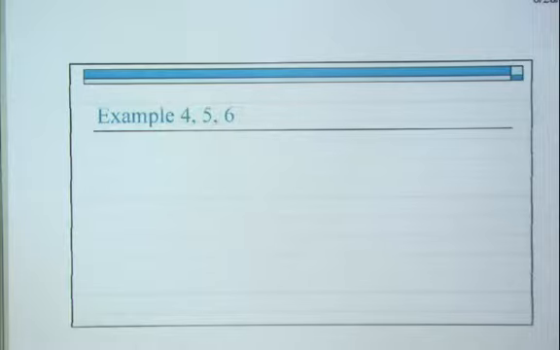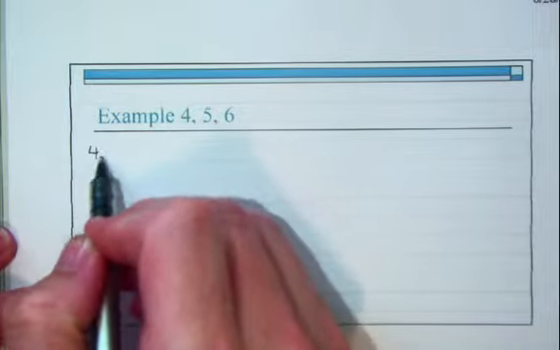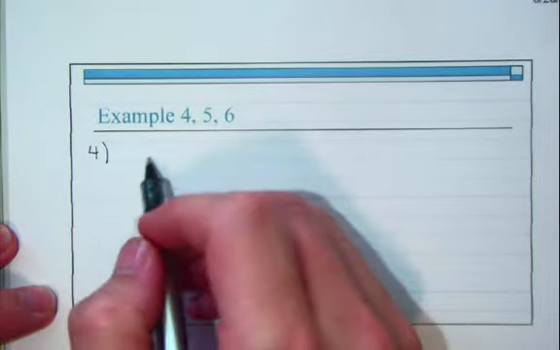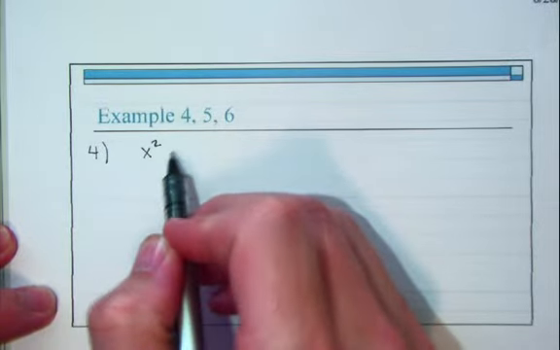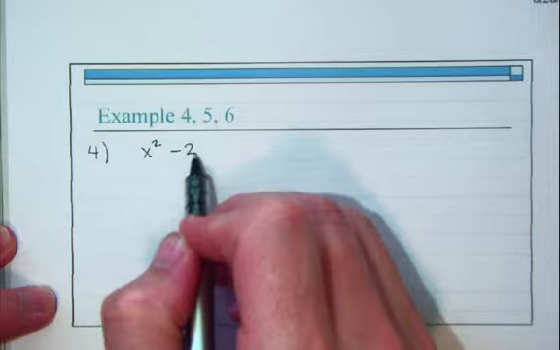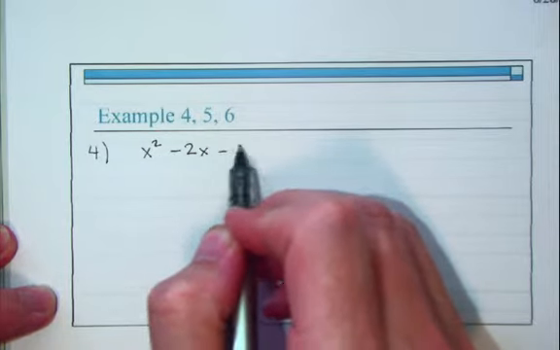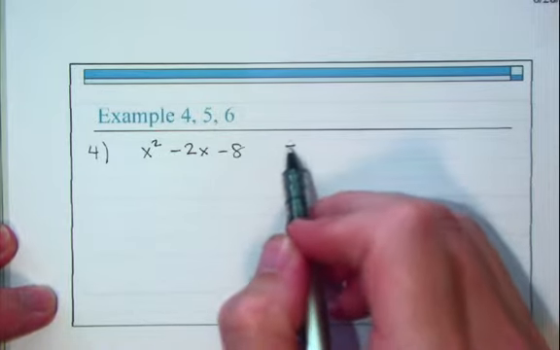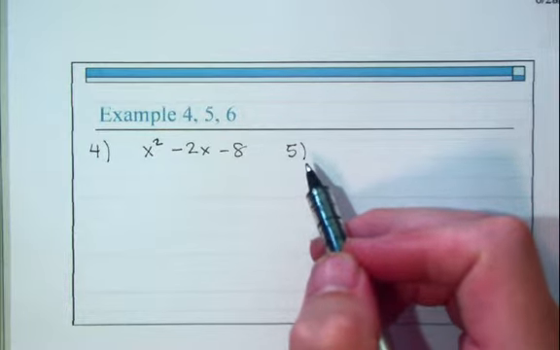You can write these down. Let's see if you can solve them on your own, and then pause the video, and then we'll check to see if we get the same answer. On this one, here's number 4: x squared minus 2x minus 8.